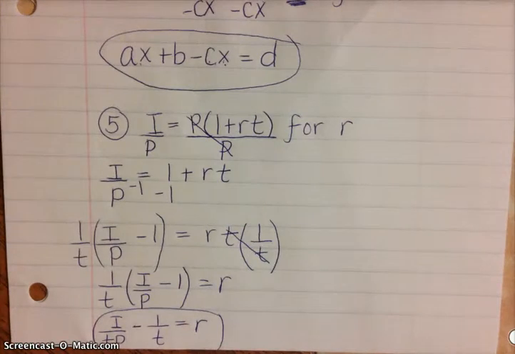So you have 5 examples of literal equations, and the only difference between a literal equation and a regular equation is we have more variables and fewer numbers. But we still work our order of operations from the bottom up. We always start with either addition and subtraction, and then we move to our multiplication and division.